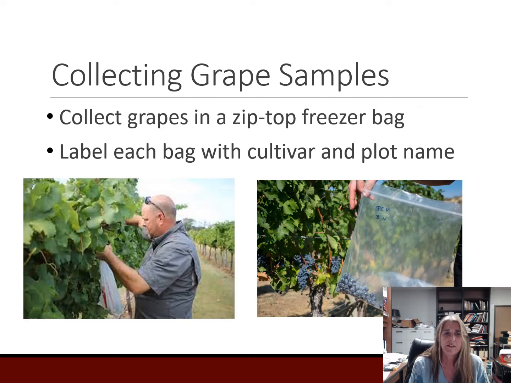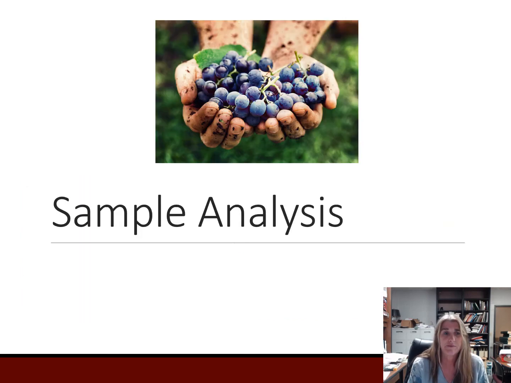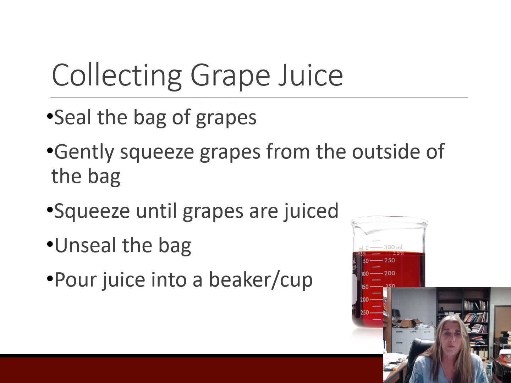You want to collect the berry samples in a zip-type freezer bag, just something disposable that's easy to label. Be sure to label the bag with the cultivar and plot name, and maybe the date you're sampling these vines. And then you want to do sample analysis. So seal the bag of grapes, gently squeeze the grapes from the outside of the bag. So the grapes are on the inside of the bag, and you just squeeze the grapes to extract the juice, until you think they're juiced enough. Unseal the bag and pour the juice into a beaker or cup.